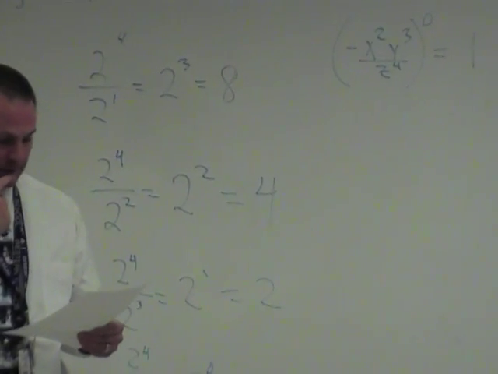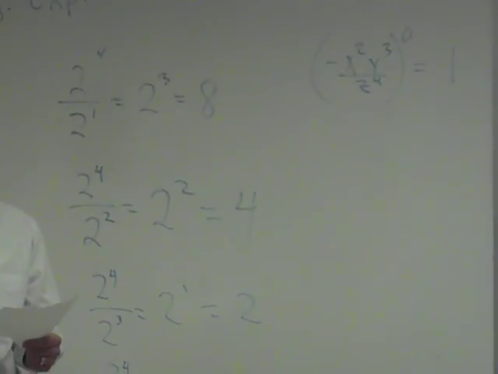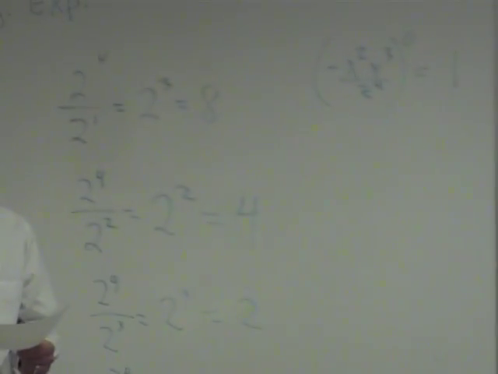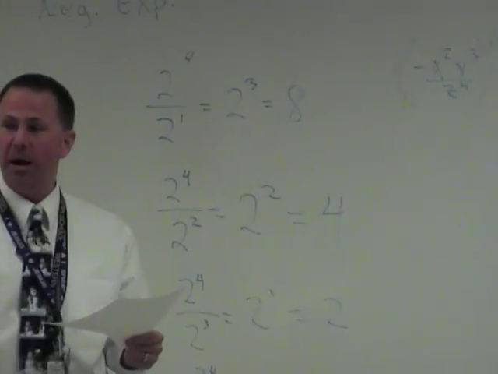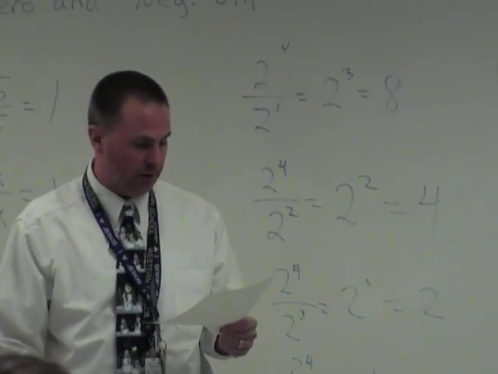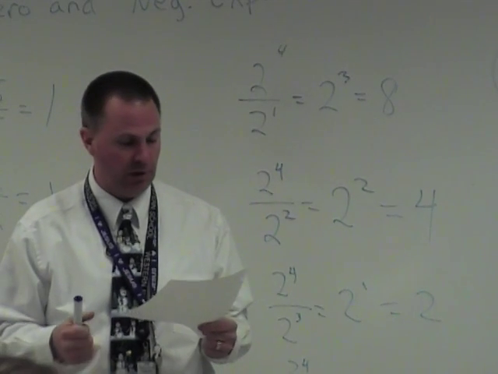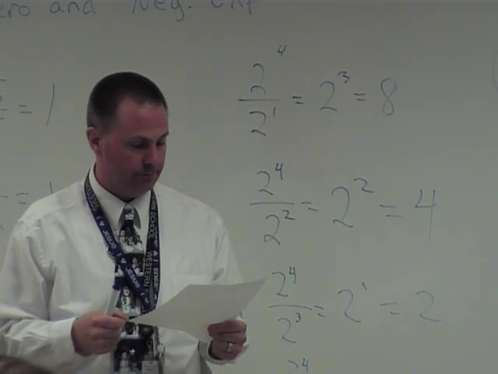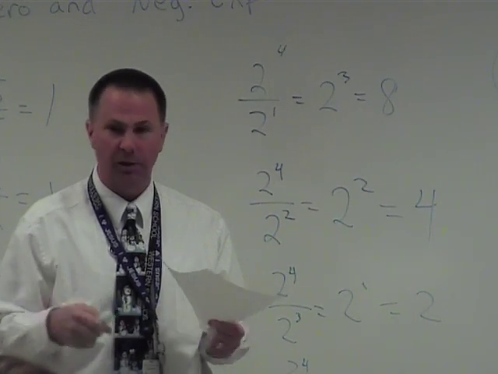Okay, so now you understand negative exponents. You've got to make them positive by moving them from top to bottom or bottom to top. You know what a 0 exponent is? That's really all I have.